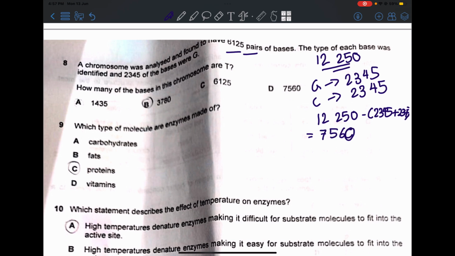Now this number, we're going to be dividing it by 2 in order to get the T base alone, because this 7556 is actually the A plus T together. So we're going to be dividing it by 2 in order to get the T alone. So this number is going to be 3780, which is actually option B.